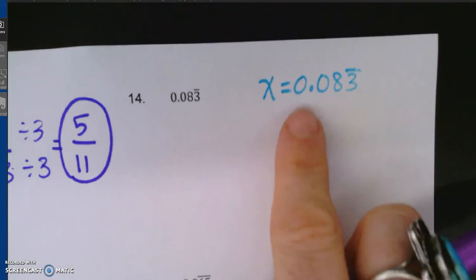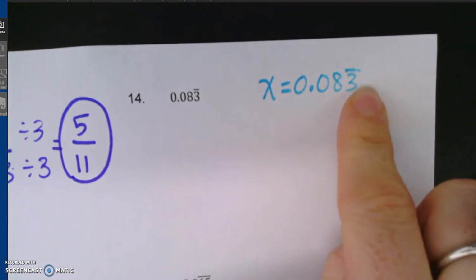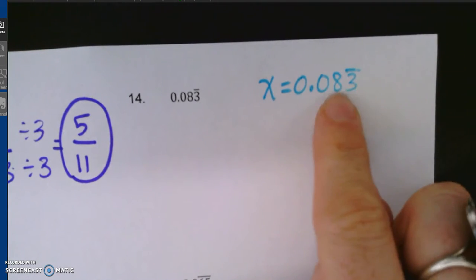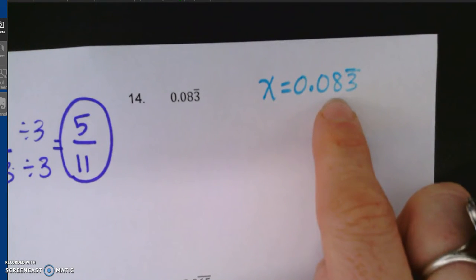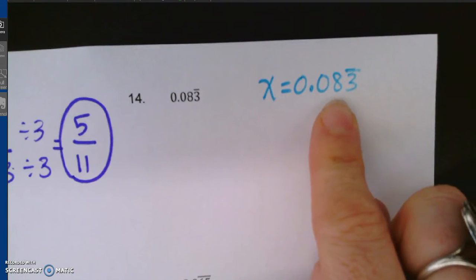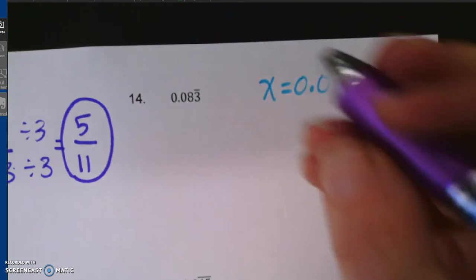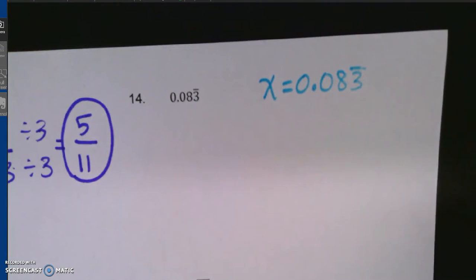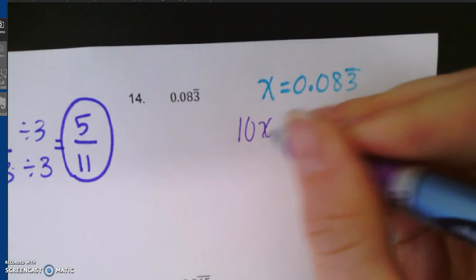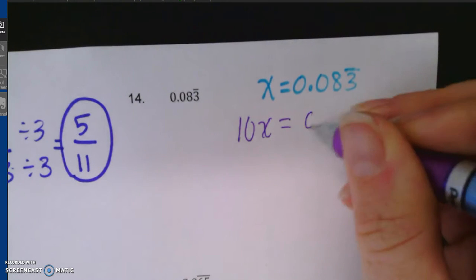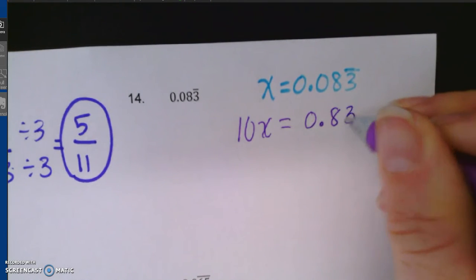And now I need to make sure to cut off just my repeating decimal part. Well, to do this, notice I move my decimal point over 3 times to get to the end, but there's 2 decimal places here that I don't want to really worry about. So I want my repeating decimal to line up here. Well, let's try 10 and see what happens. If I multiply both sides by 10, you end up with 10x equals 0.83 repeating.